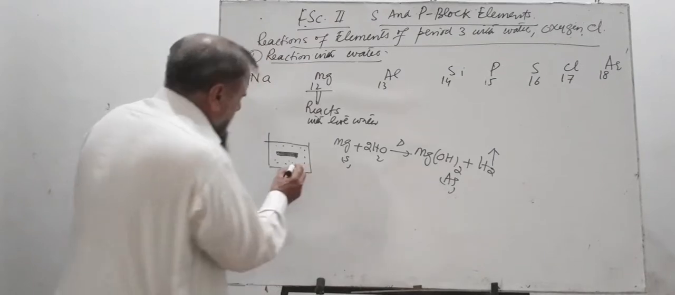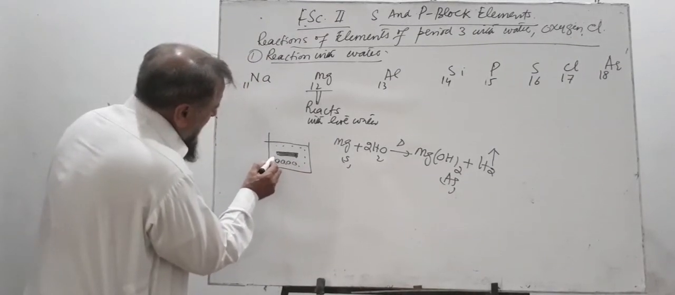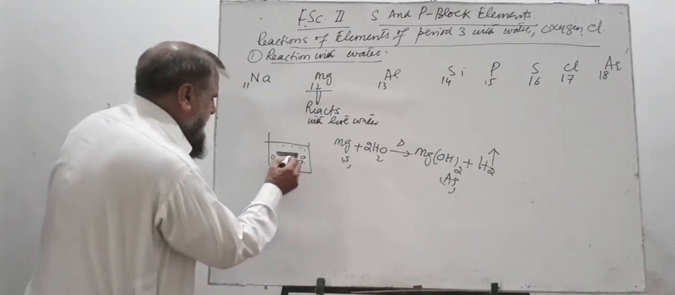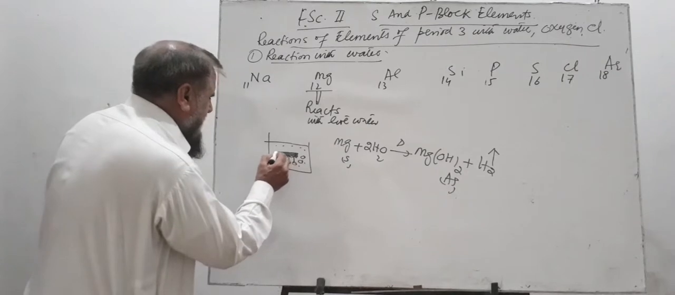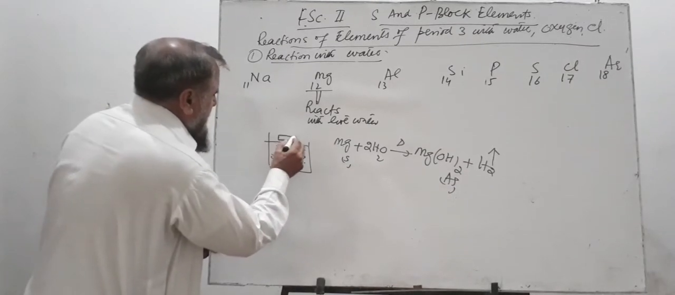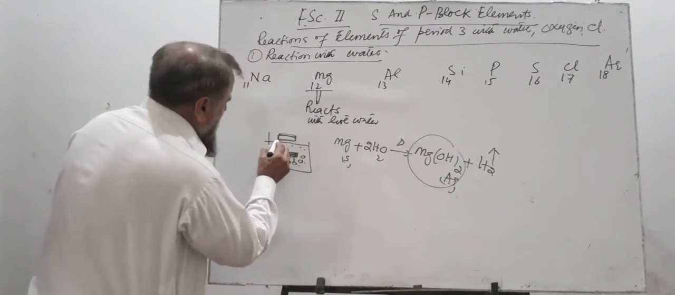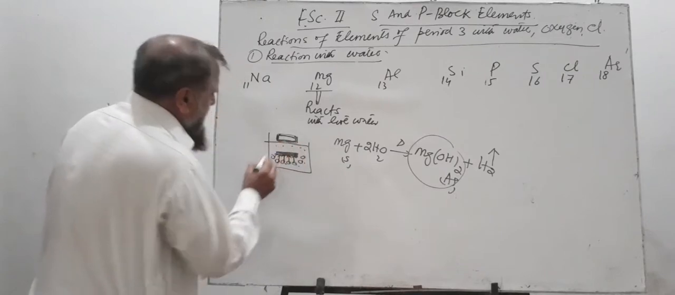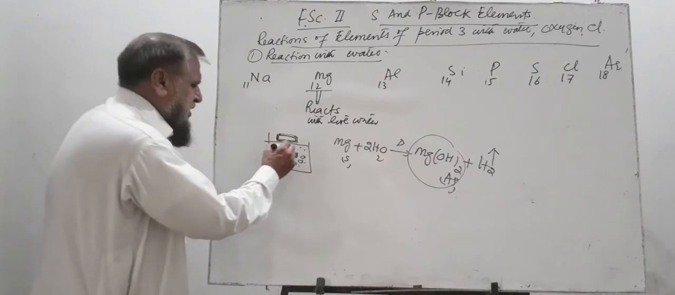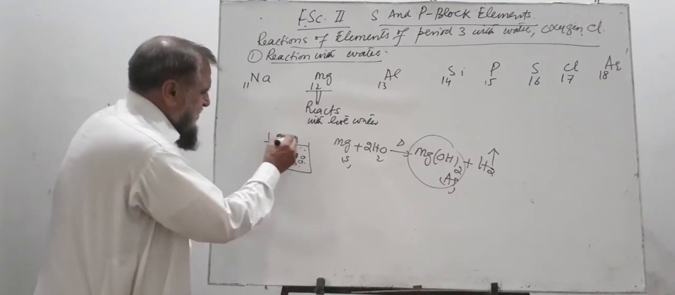Now, the hydrogen gas which is produced beneath the foil applies pressure on the foil and brings it to the surface of water. This magnesium hydroxide forms a layer on the surface of magnesium, and the hydrogen bubbles which are produced beneath the magnesium foil apply an upthrust and bring the magnesium ribbon up to the surface.